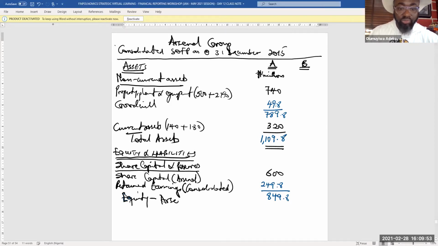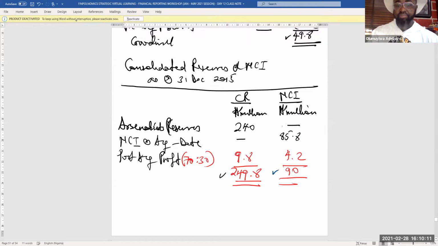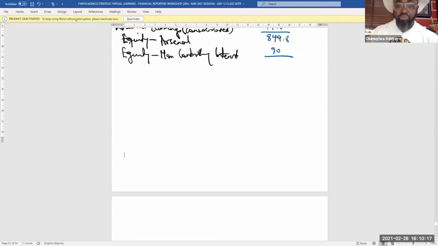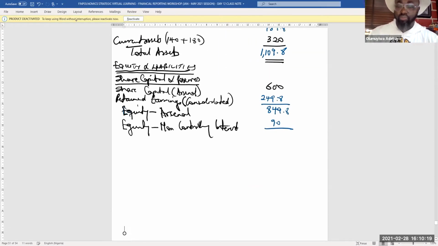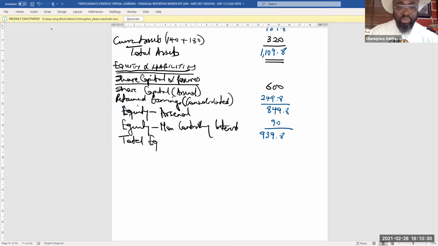Attributable to Arsenal. What about our equity attributable to non-controlling interest? What we have here is 90. That should give us 939.8, which is our total equity.